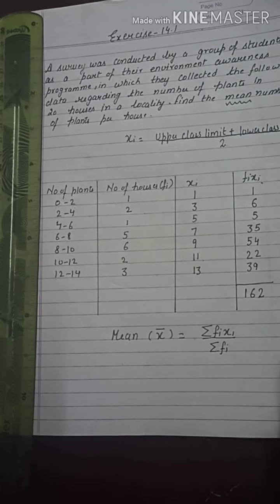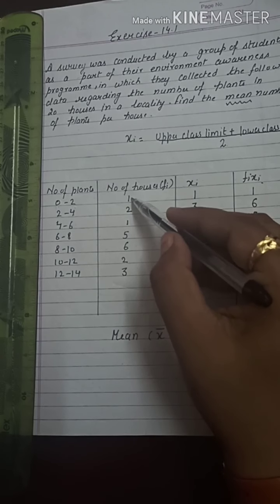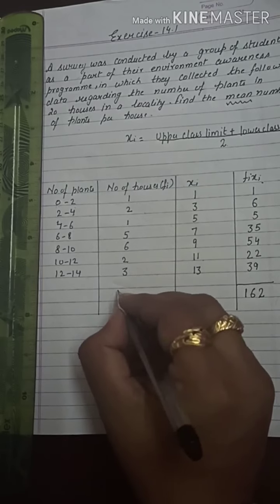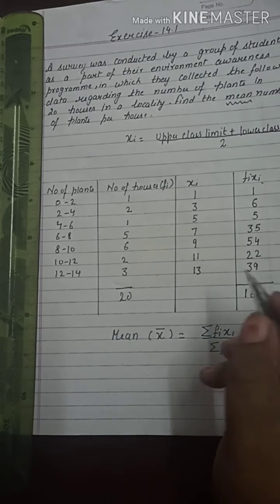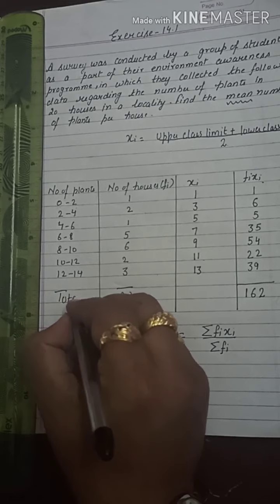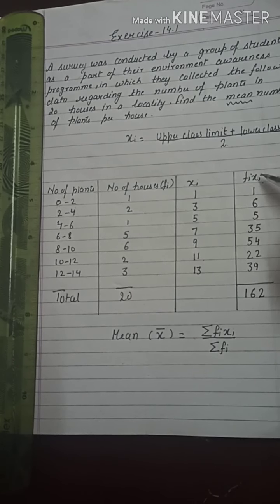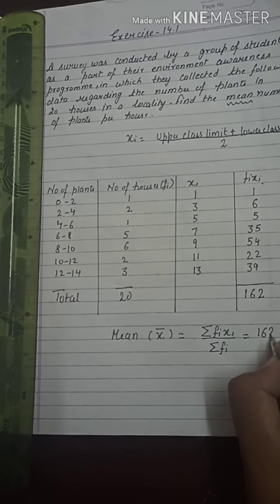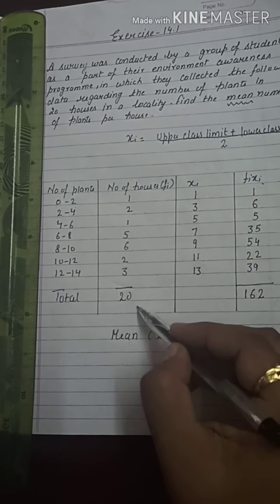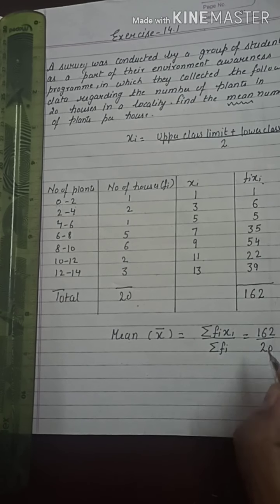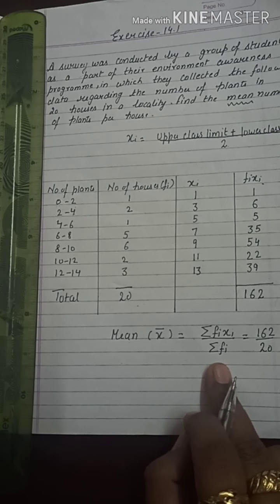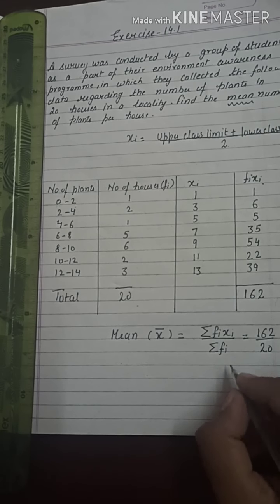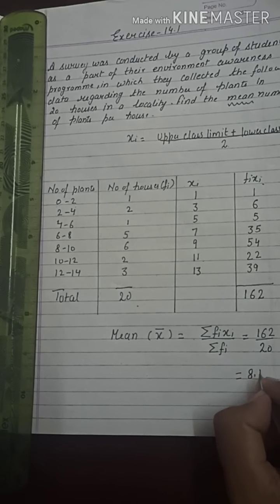Then here I will calculate all these values: 1, 2, 3, 4, 9, 15, 5, 20. And I am going to write the total here. So the summation of Fi Xi is 162, and the summation of Fi is 20. So the formula of the direct method is summation Fi Xi upon summation Fi. After dividing, I get the value 8.1.